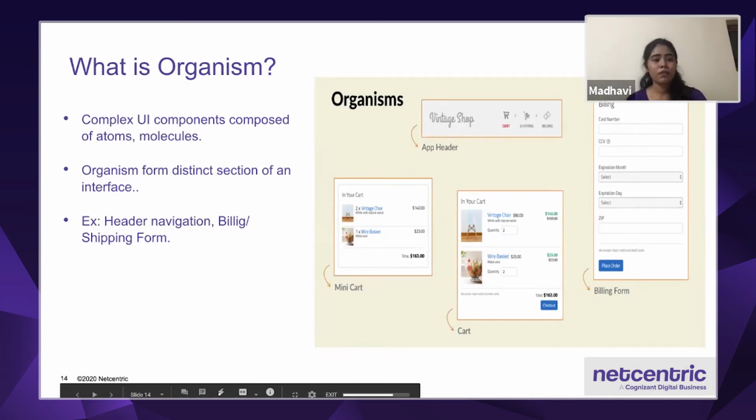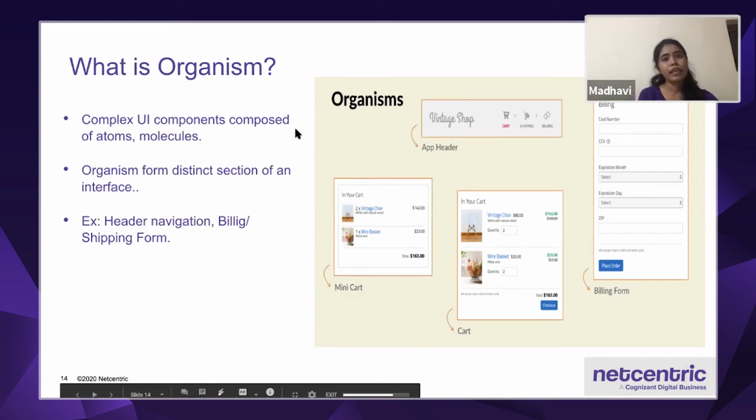If I take the example of an organism, here we have the header, a mini cart, and the billing shipping form. I will explain here. Let's take the example of the header. In the header, we have a logo, which is an atom. The navigation list is a molecule, and the search bar consists of the search input field and button. That is a combination of two atoms, and hence it is a molecule. So combining this atom and two different molecules, it becomes an organism.